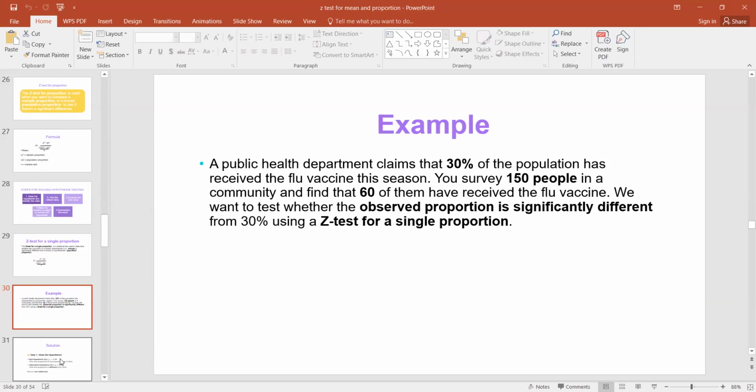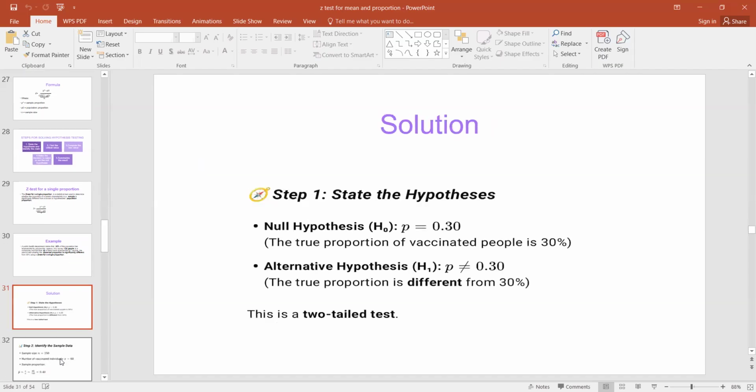Example of Z-test for a single proportion. A public health department claimed that 30% of the population has received the flu vaccine this season. You survey 150 people in a community and find 60 of them have received the flu vaccine. We want to test whether the observed proportion is significantly different from 30% using a Z-test for single proportion.